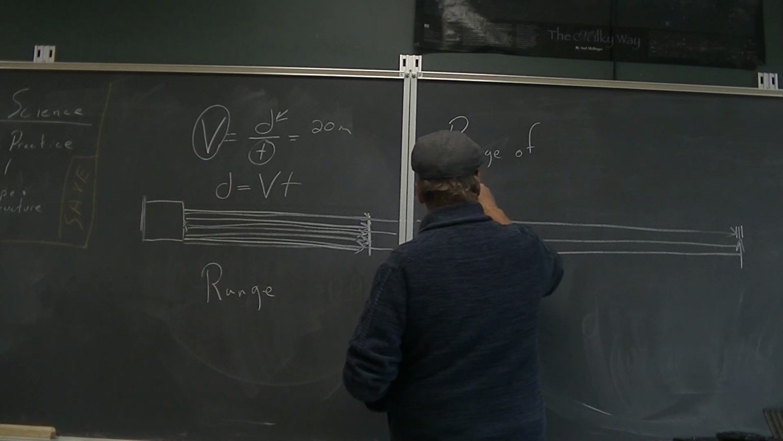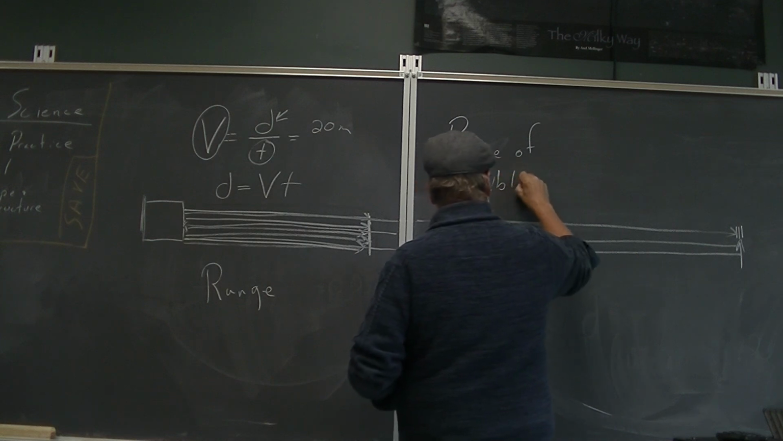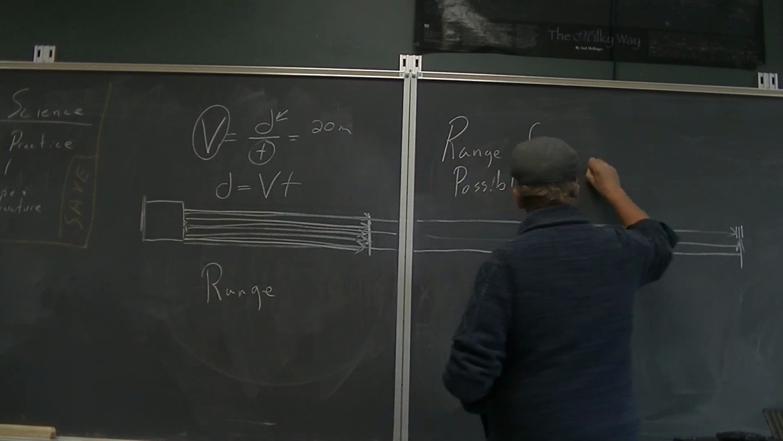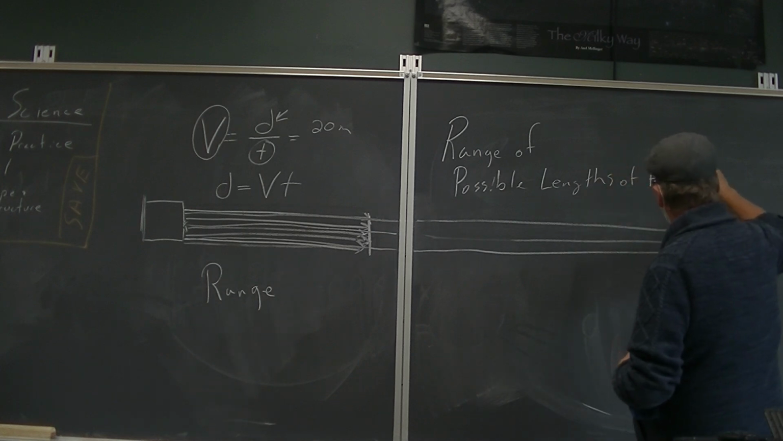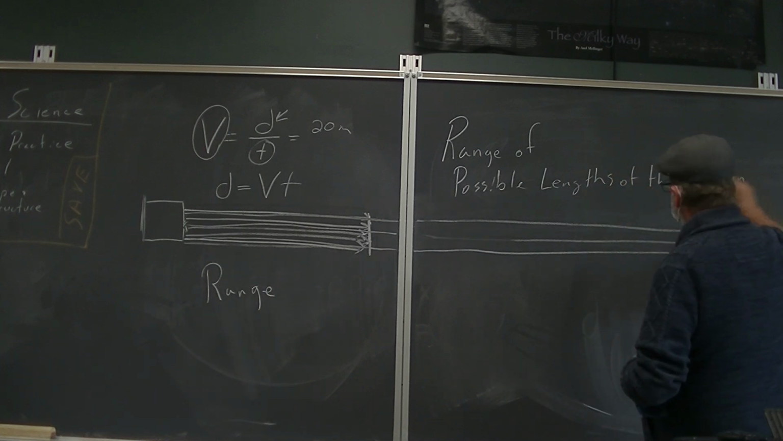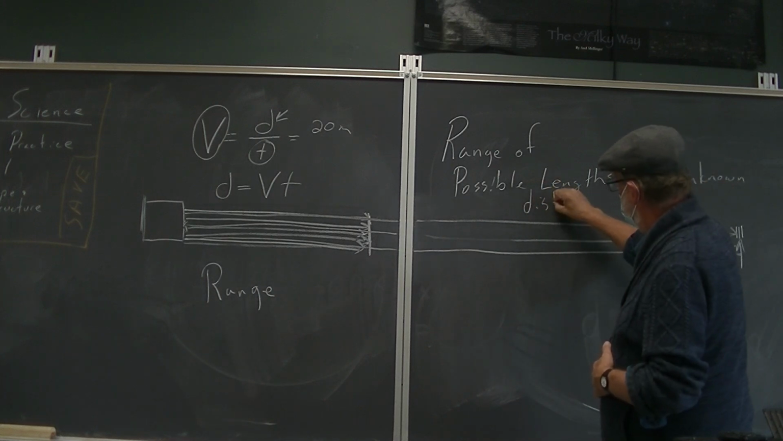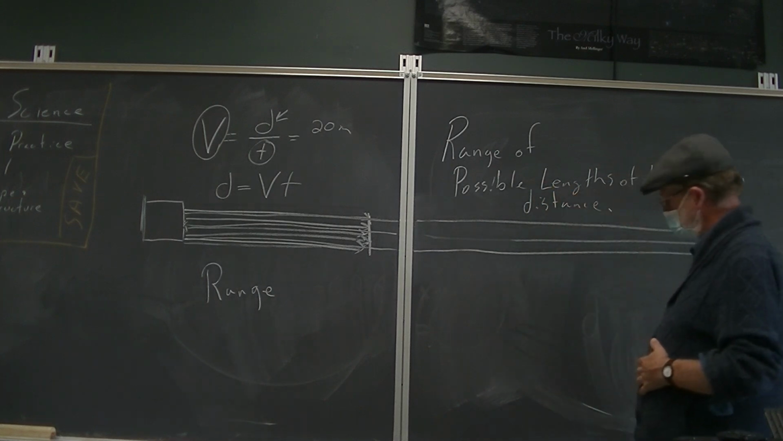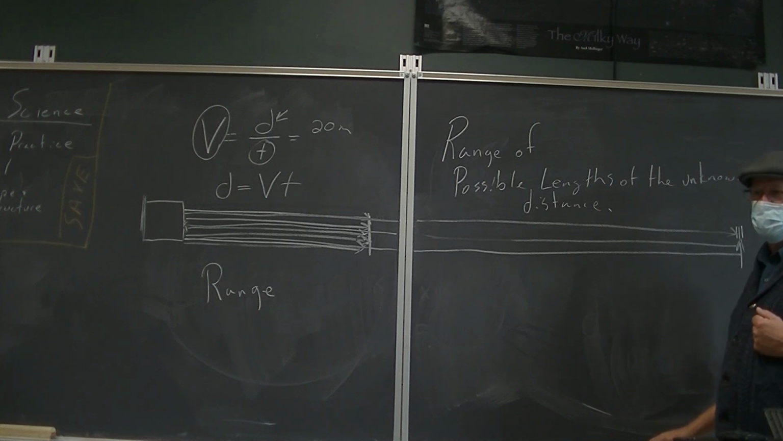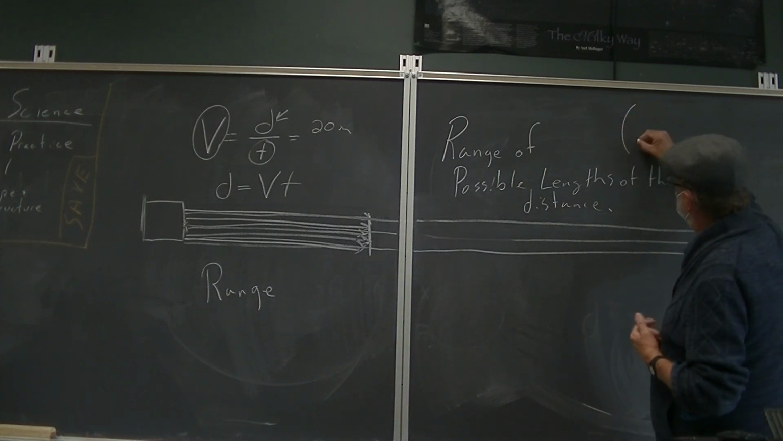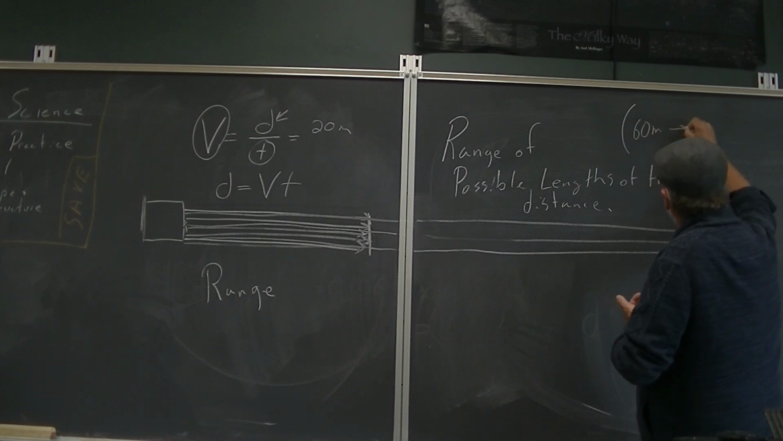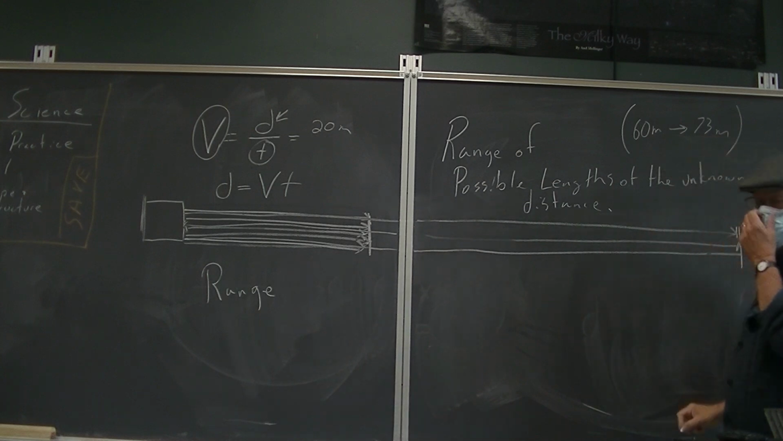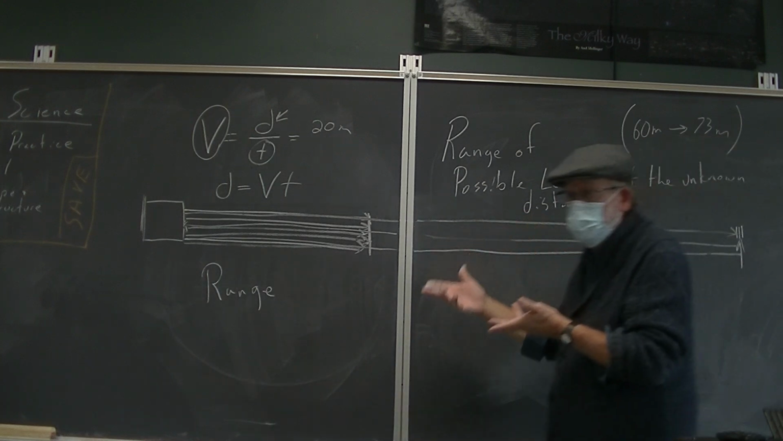of possible lengths of the unknown distance. So you're not going to tell me a distance. Rather, you're going to say it's maybe from 60 meters to 73 meters. Now, that's a big range. But that might be what your numbers are telling you.